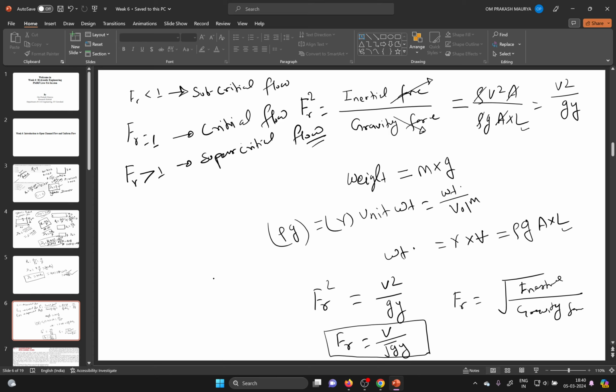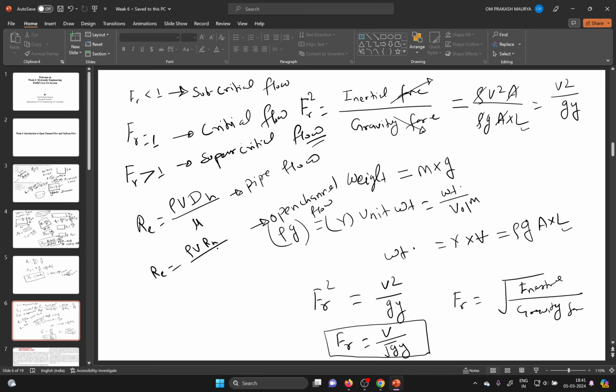Okay, and Reynolds, let me discuss the Reynolds number. We have also discussed it, rho v, here we will use the Dh. In case of pipe flow we have used these things. But in case of open channel flow, what we will do, your Re is equal to rho v hydraulic mean radius by mu.